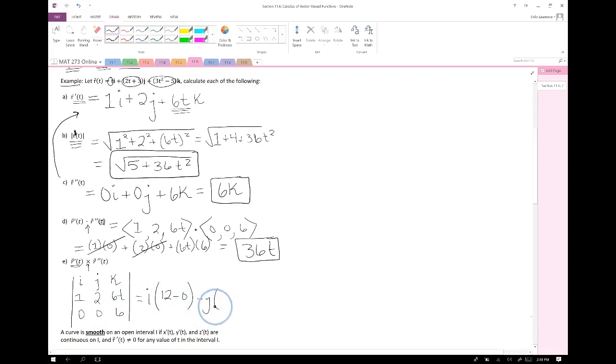When you jump to the next position in row 1, we change the sign so it's minus j. If you cross off j's row and j's column, the 2 by 2 matrix you're left with has diagonals of 6 and 0. Change sign again when you jump to k, and our diagonals are 0 and 0. So r prime crossed with r double prime gives us 12i minus 6j. And you could write plus 0k if you want to, but it's not required.